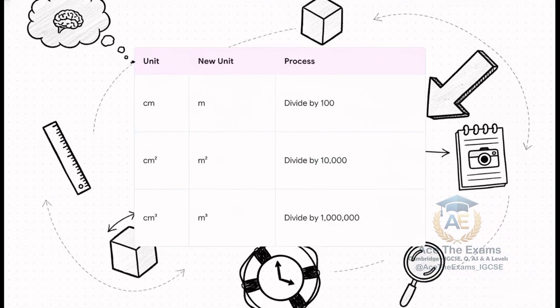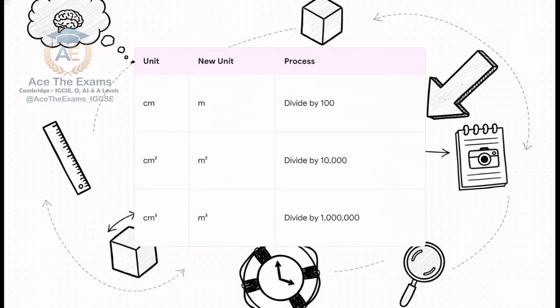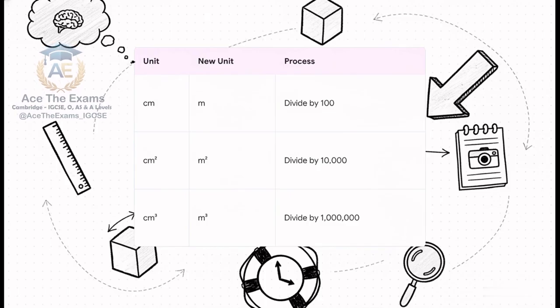All of this builds into an ultimate conversion cheat sheet, straight from the source book. Let's break down the processes we're looking at here. Going from an original unit of centimeters to meters, simply divide by 100. Going from square centimeters to square meters, divide by 10,000. And from cubic centimeters to cubic meters, divide by 1,000,000. Take a mental snapshot of this right now. This is your absolute lifeline when you are under serious time pressure.